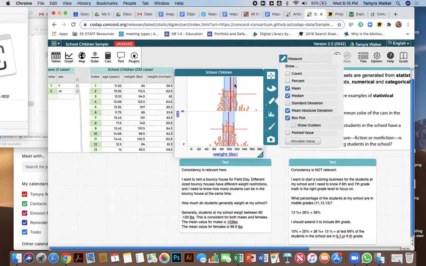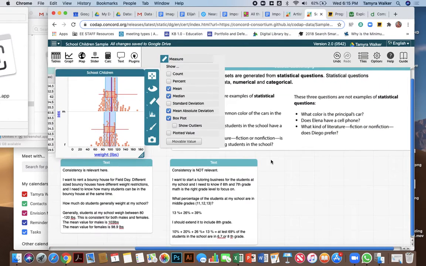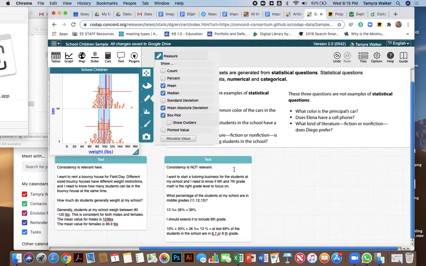Mean absolute deviation. The mean absolute deviation of this is 15.6. So that means most of the points in the data set are 15.6 pounds away from the mean. And down here, 14.9 pounds away from the mean, which again proves that these data sets are pretty similar. And they're both the same amount of consistency. Okay. All right. Now, let's look at this example here where the consistency is not relevant.